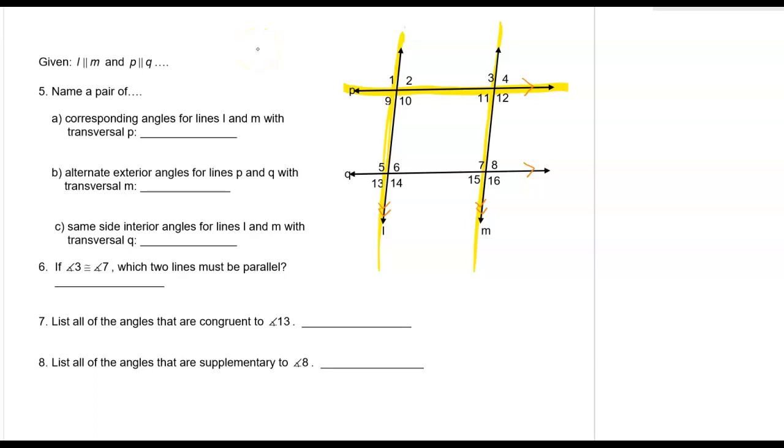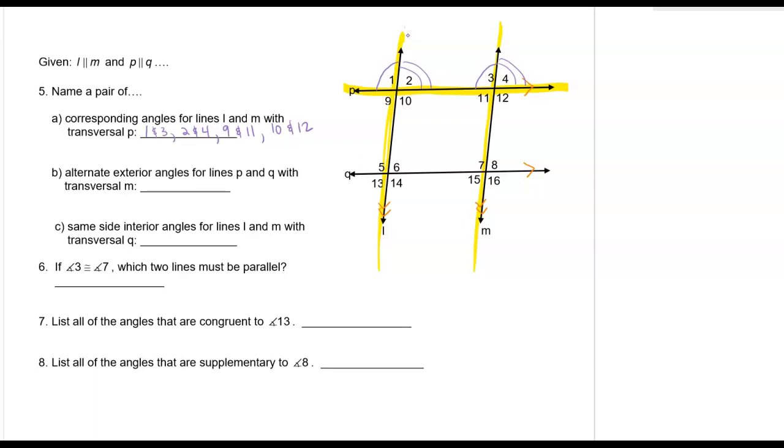The first pair of corresponding angles I see are 1 and 3. Then I see 2 and 4, 9 and 11, 10 and 12. Next, we're going to look at lines P and Q with transversal M.